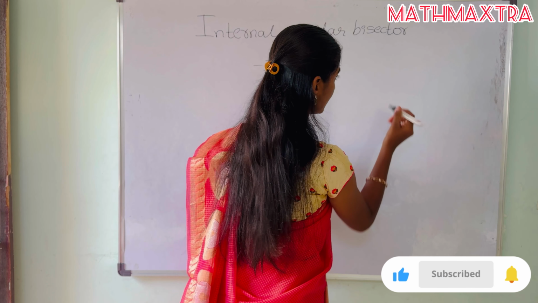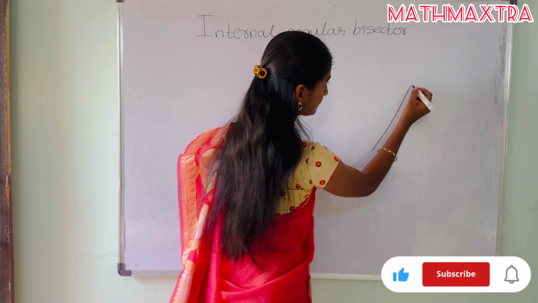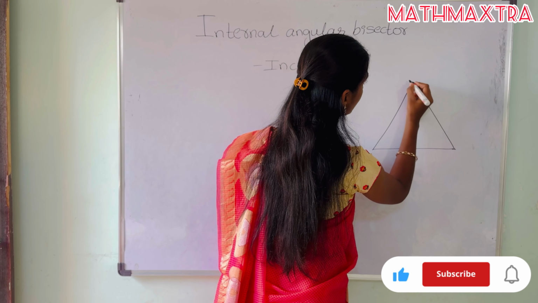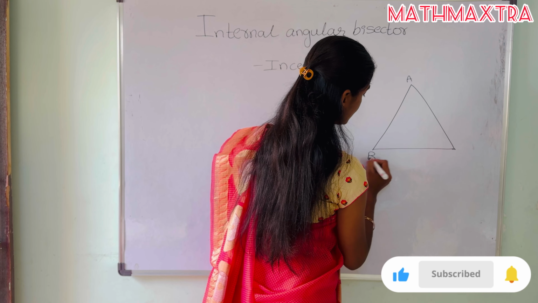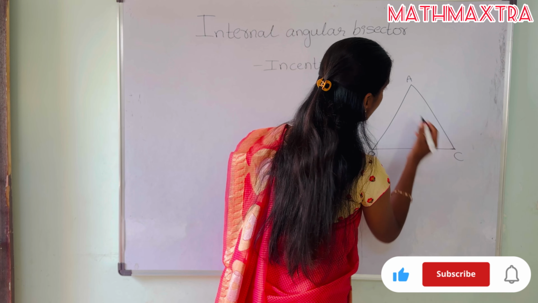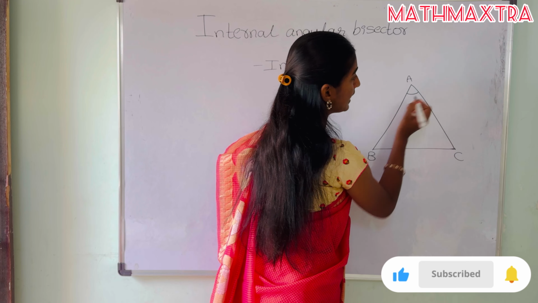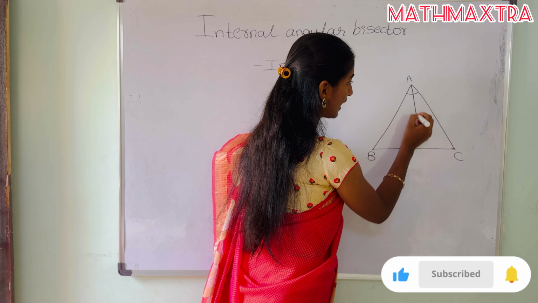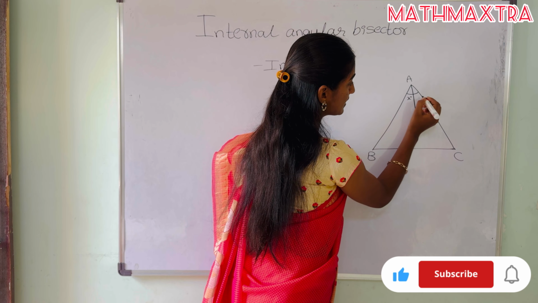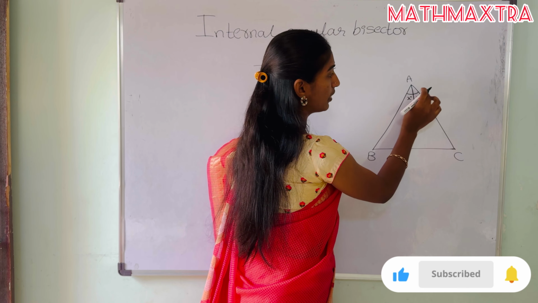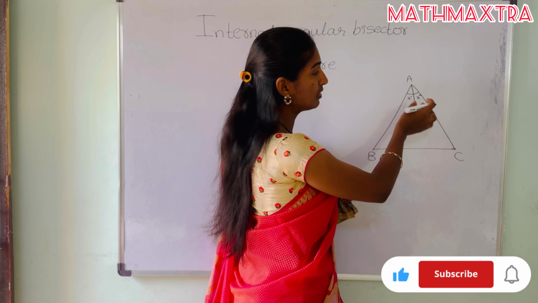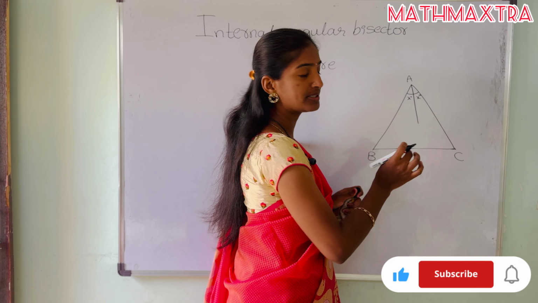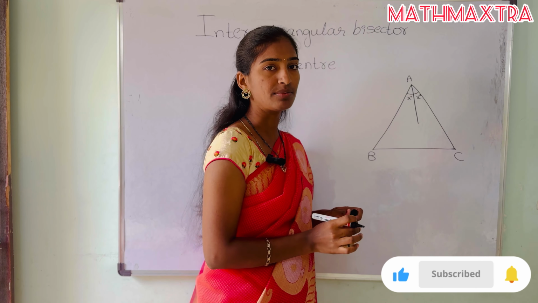See, this is a triangle. These A, B, C are the vertices of the triangle. So this is angle A, and this angle is divided into two equal parts, x degrees, x degrees. Whatever the angle may be, this line is dividing that angle into two equal parts. This we call an angular bisector.